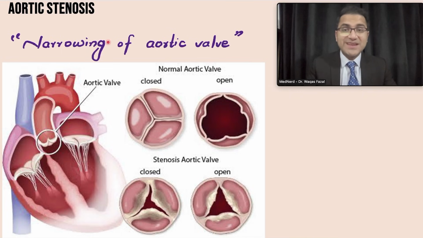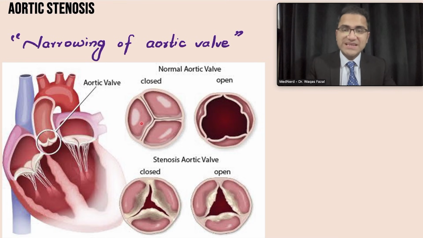Aortic stenosis is the narrowing of the aortic valve. The aortic valve is the valve that is present between the left ventricle and the aorta. The left ventricle pumps the blood through the aorta to the whole body. Narrowing of this valve is called aortic stenosis.